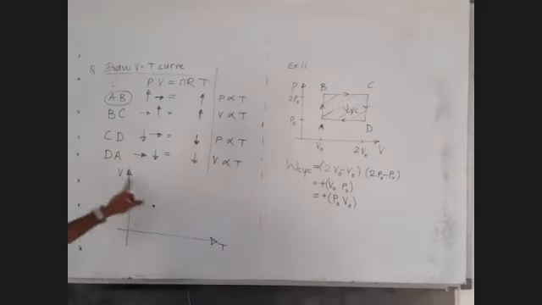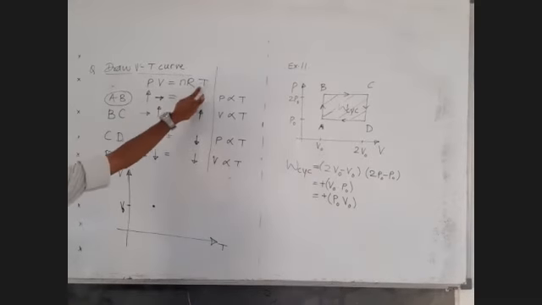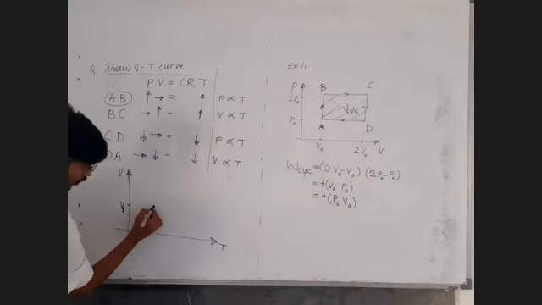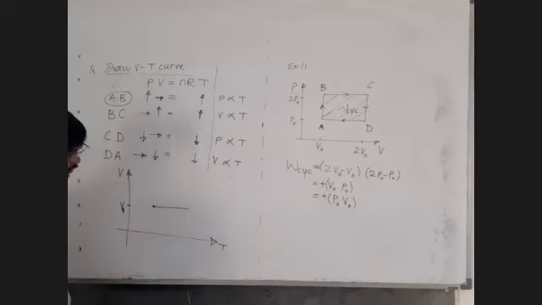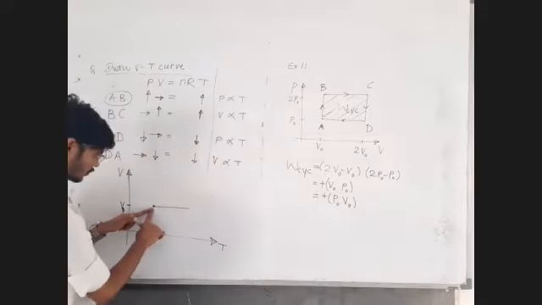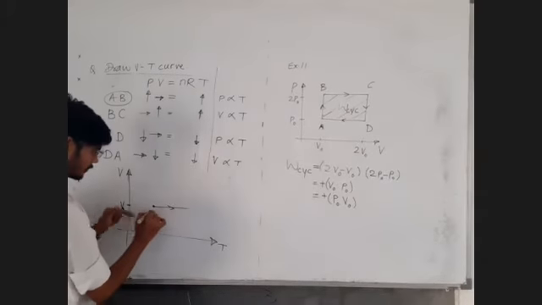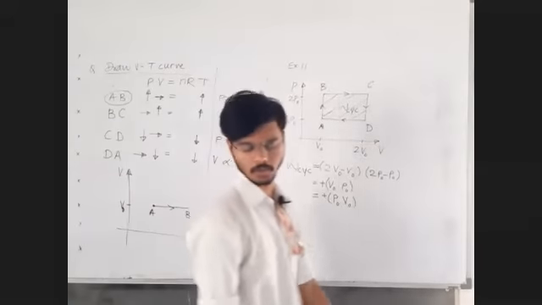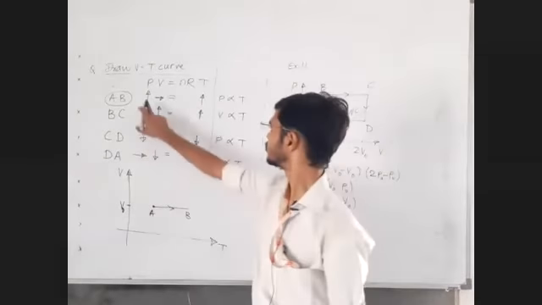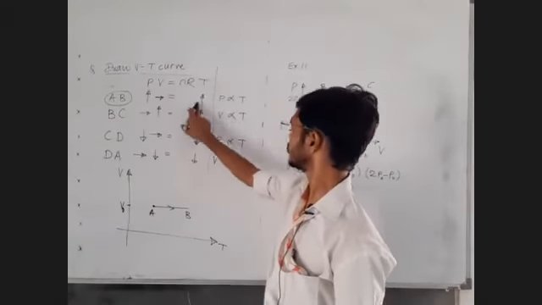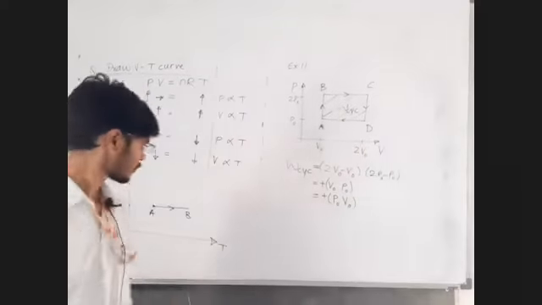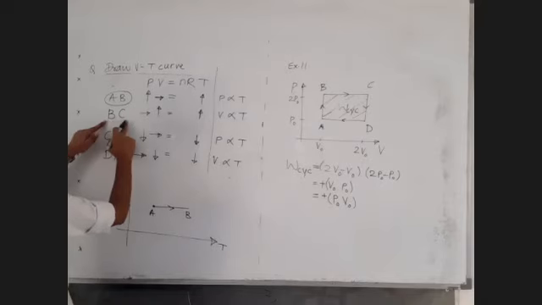Now we have to look at volume and temperature. Volume is constant, temperature is increasing. This graph, this was point A, this will be point B. Done. Volume constant, temperature increasing. Simple.